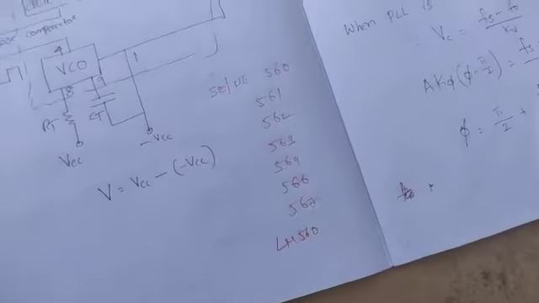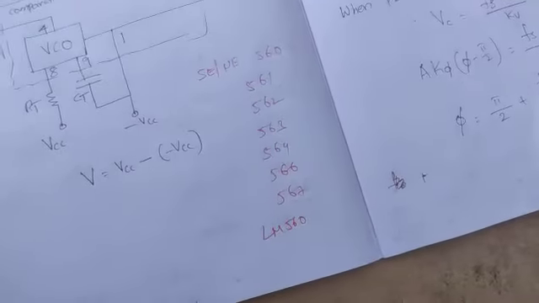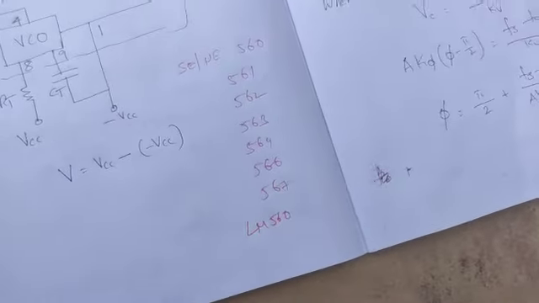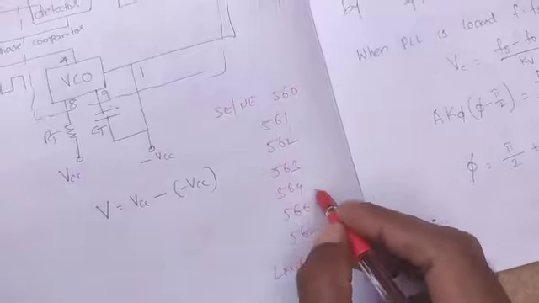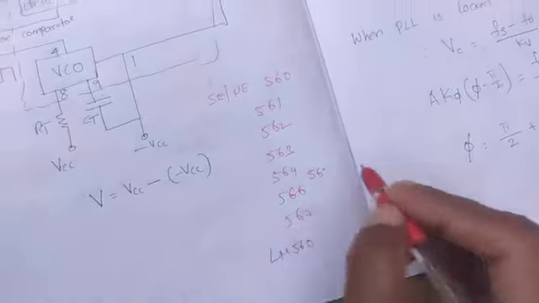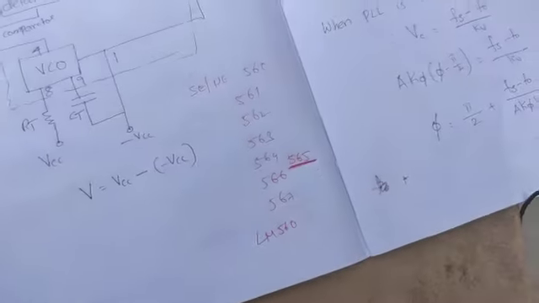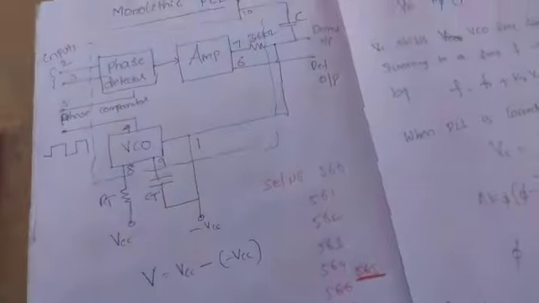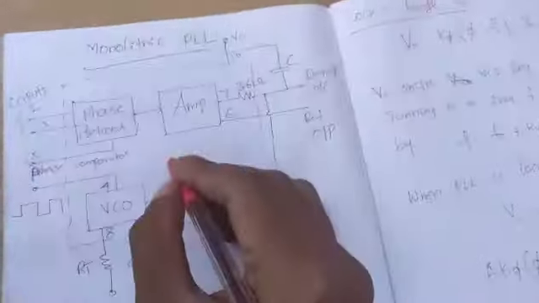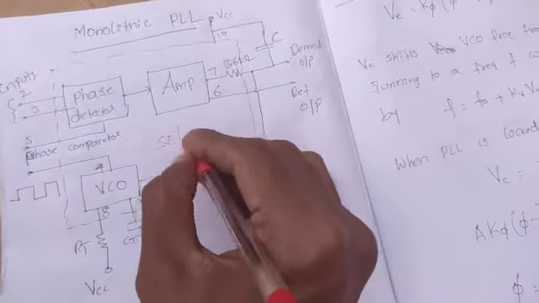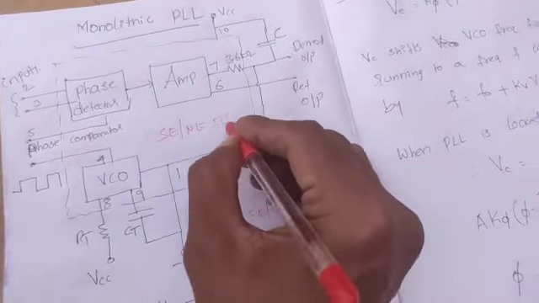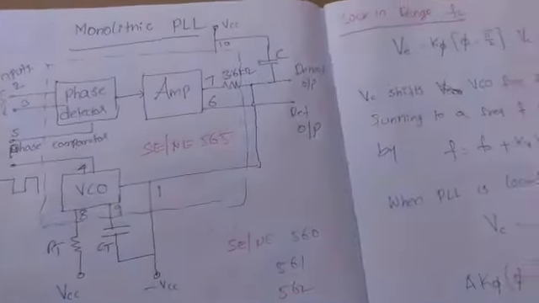Out of all these series, the most used is the 565. So this is the most used, the 565 series out of all these. So this is the 565 series here, the SC NE 565. So this is the IC.